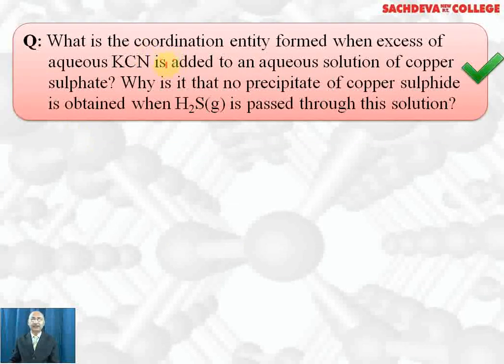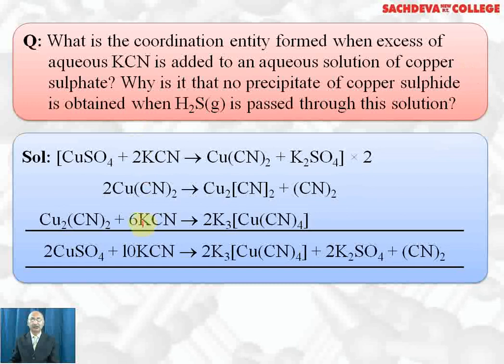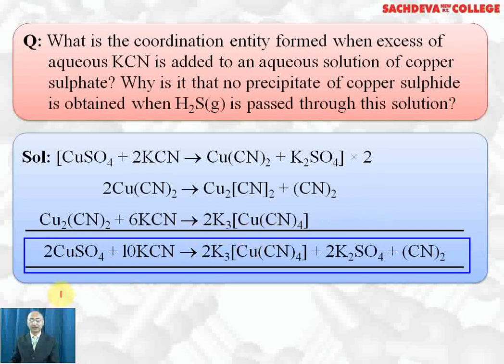What is the coordination entity formed when excess of aqueous KCN is added to an aqueous solution of copper sulfate? Why is no precipitate of CuS formed when H2S is passed through this solution? CuSO4 reacts with 2KCN to form cupric cyanide plus K2SO4. Cupric cyanide forms cuprous cyanide and cyanogen. Cuprous cyanide reacts with potassium cyanide to form the complex K3[Cu(CN)4]. Overall, 2CuSO4 plus 10KCN gives 2K3[Cu(CN)4] plus 2K2SO4 plus cyanogen.